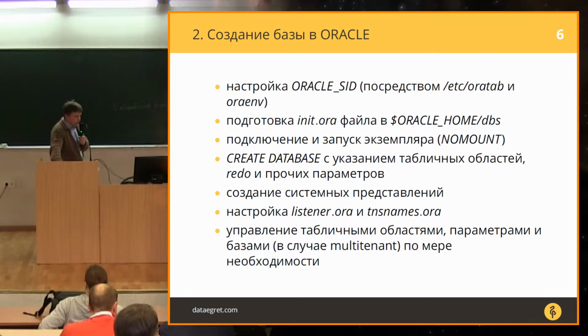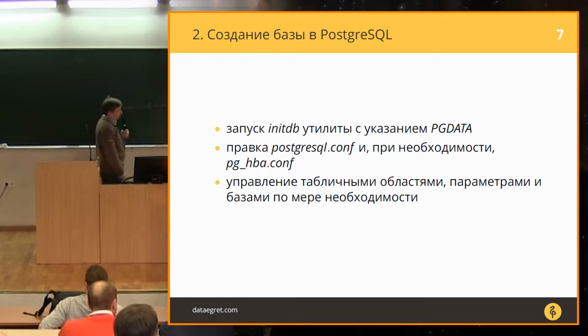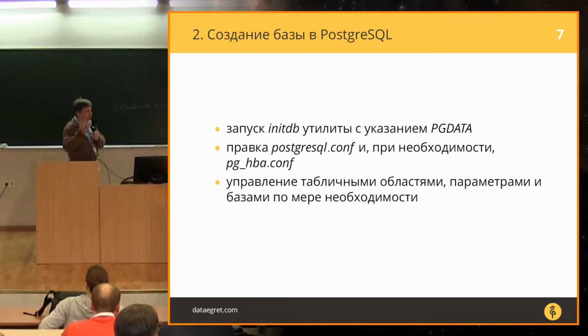And if we compare how the databases are created, from my point of view, Postgres is better because you just need to execute initdb utility and it will indicate the location, and then just edit the PostgreSQL config file, and then you can start it and work with it. You can correct parameters, you can create new tables, new databases. It also supports multi-tenant installation, so it can support several databases.